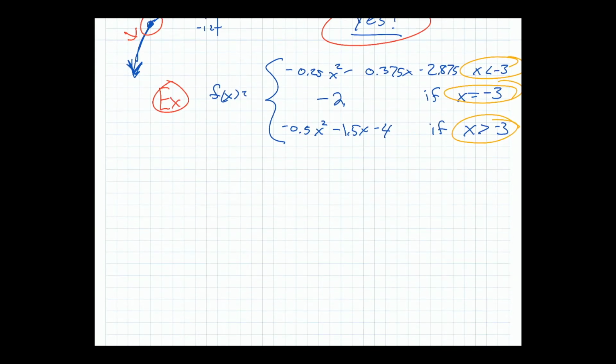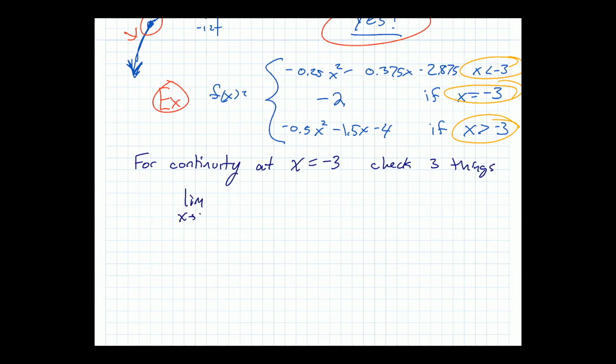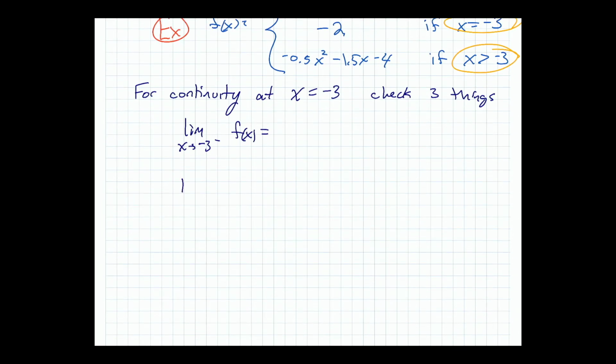So if you think about what you actually need for continuity here, I'm not going to graph it. Instead of graphing it like I did the last one, I'm going to just evaluate limits. So for continuity at x equals negative 3, which is the only place that could be a problem, we can check these three things. The first thing you need to check is the limit as x approaches negative 3 from the left of f, which we'll do. You also need to check the limit as x approaches negative 3 from the right of f of x, which we'll do. And we also need to evaluate f of minus 3. Okay.